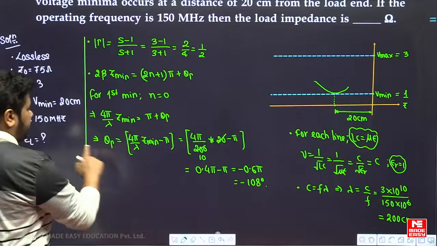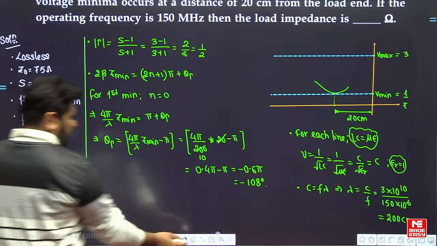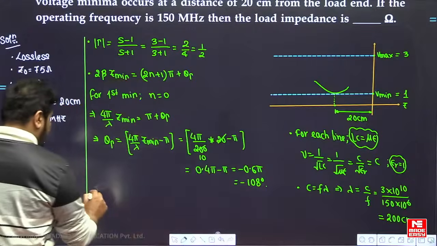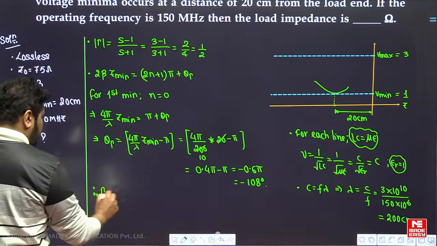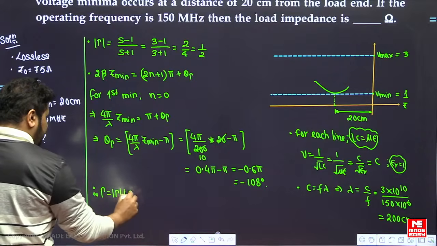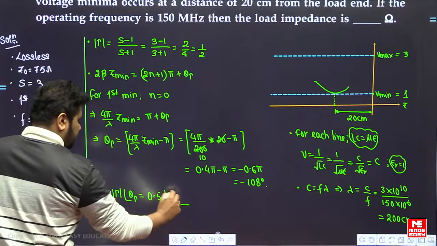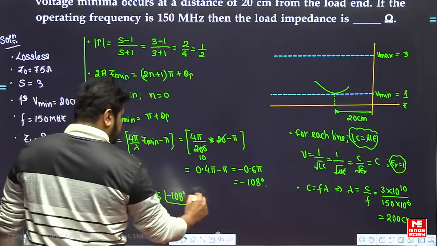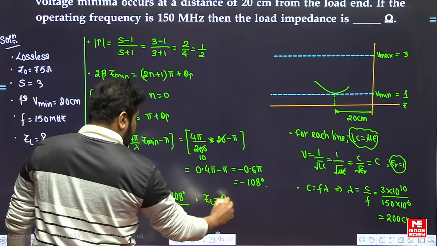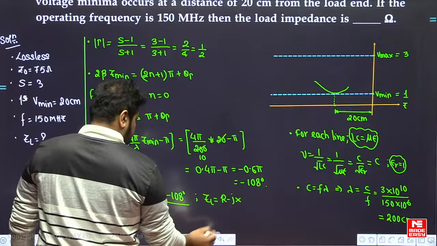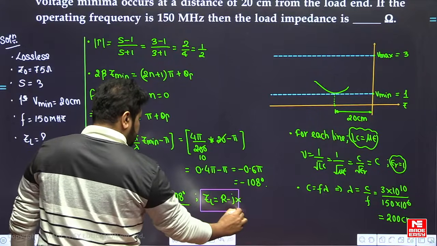Here you can see that we are getting theta gamma. What is the value of gamma? Gamma is equal to mod gamma at an angle theta gamma, right. So this is 0.5 at an angle of minus 108 degrees. What is the nature of the load? It should be R minus jX, because theta gamma is coming to be negative.